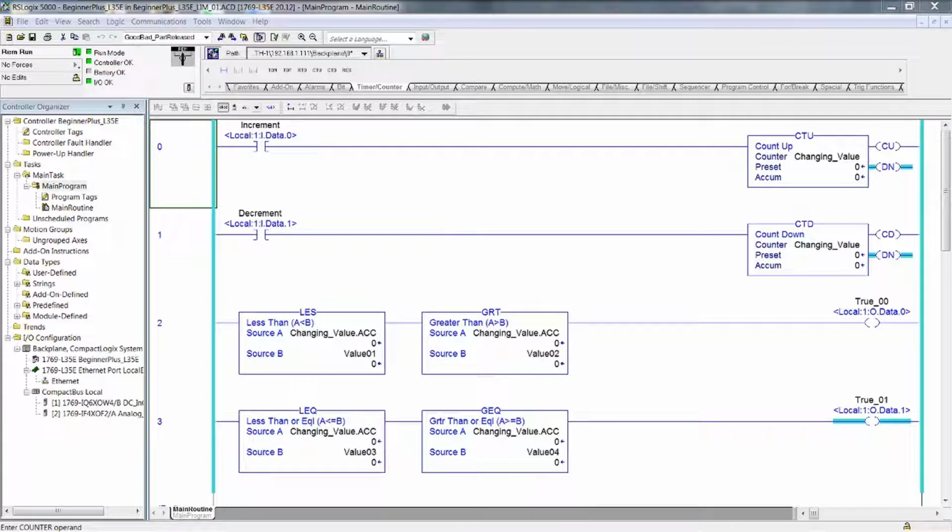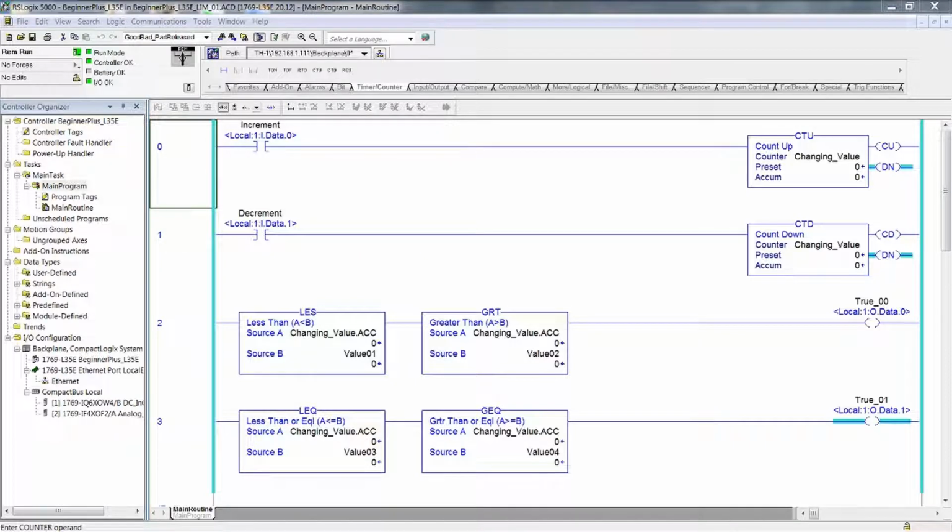In rung number 3, if changing value accumulate is less than or equal to value 3 and at the same time greater than or equal to value 4, then true underscore 0, 1 or local 1, 0 data 1 will be on. First question in the manual, are any of the rungs true?